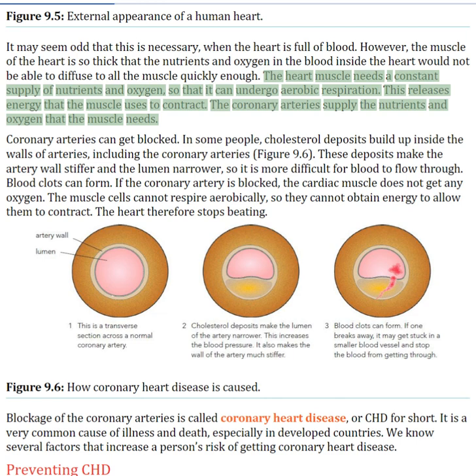The heart muscle needs a constant supply of nutrients and oxygen so that it can undergo aerobic respiration. This releases energy that the muscle uses to contract. The coronary arteries supply the nutrients and oxygen that the muscle needs.